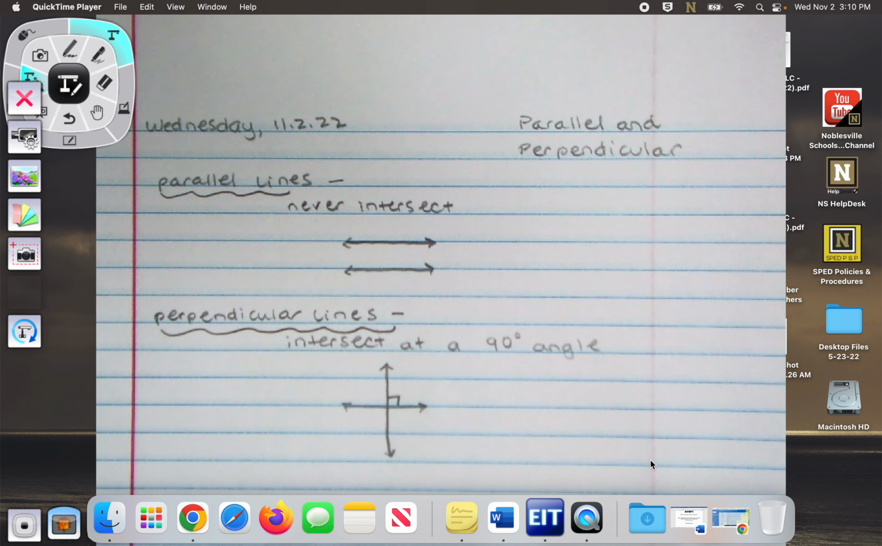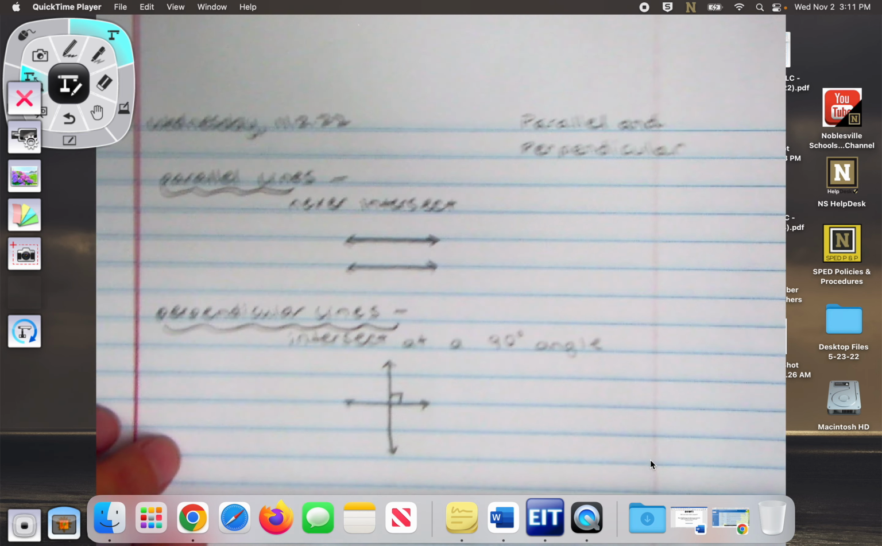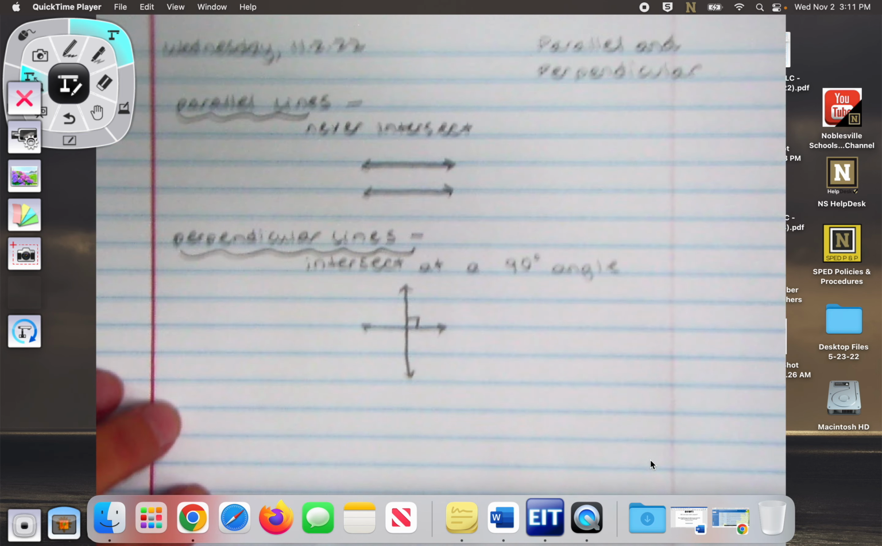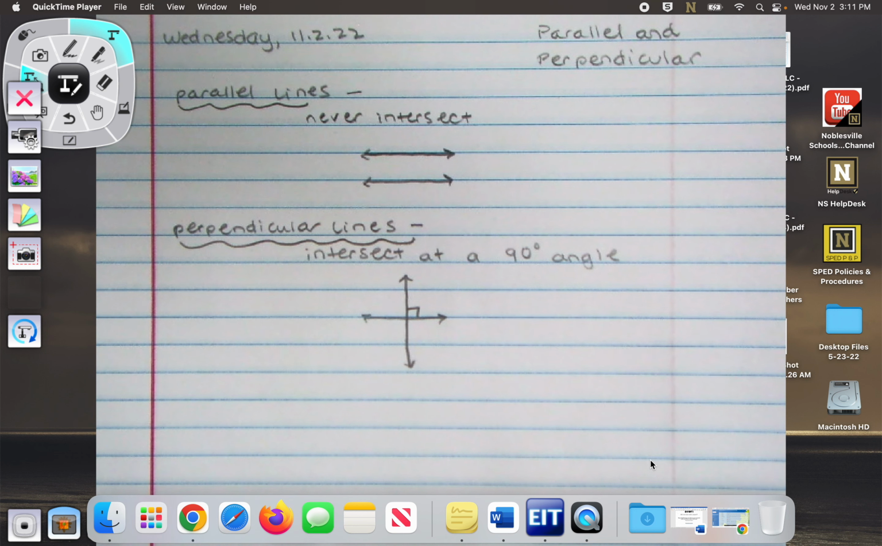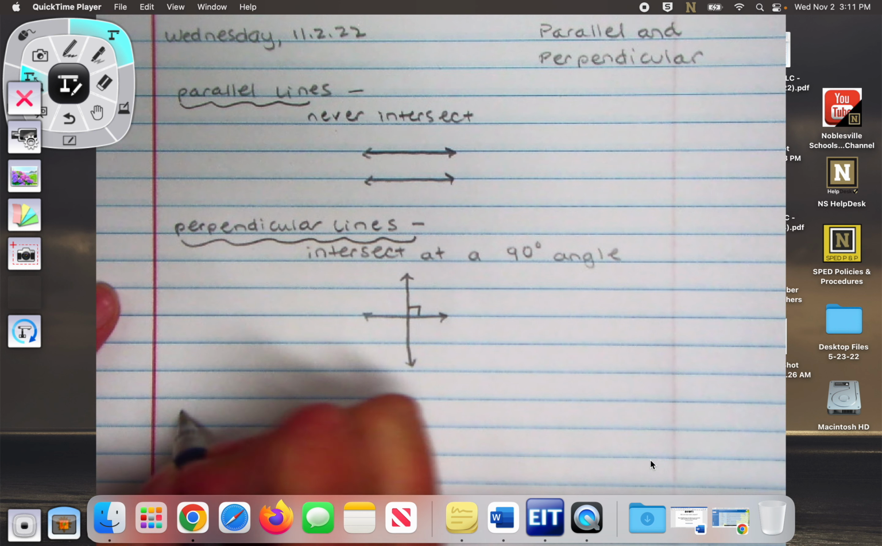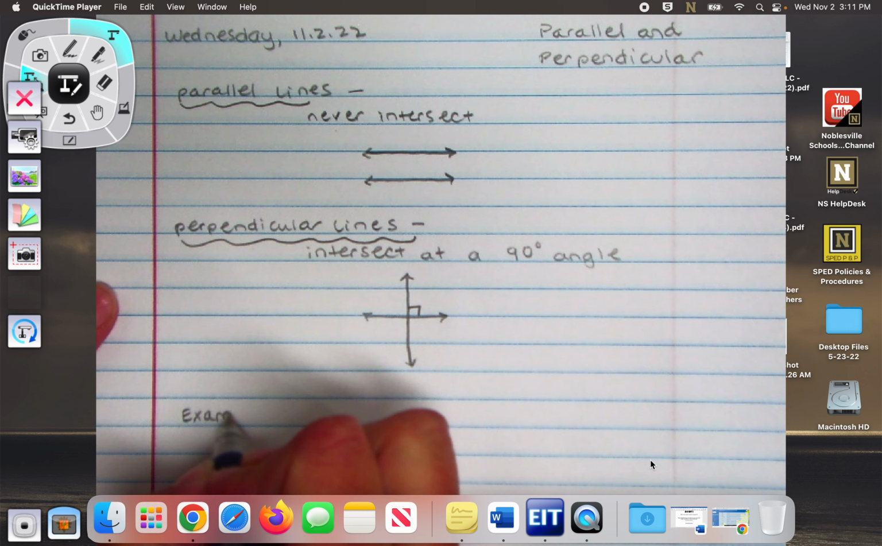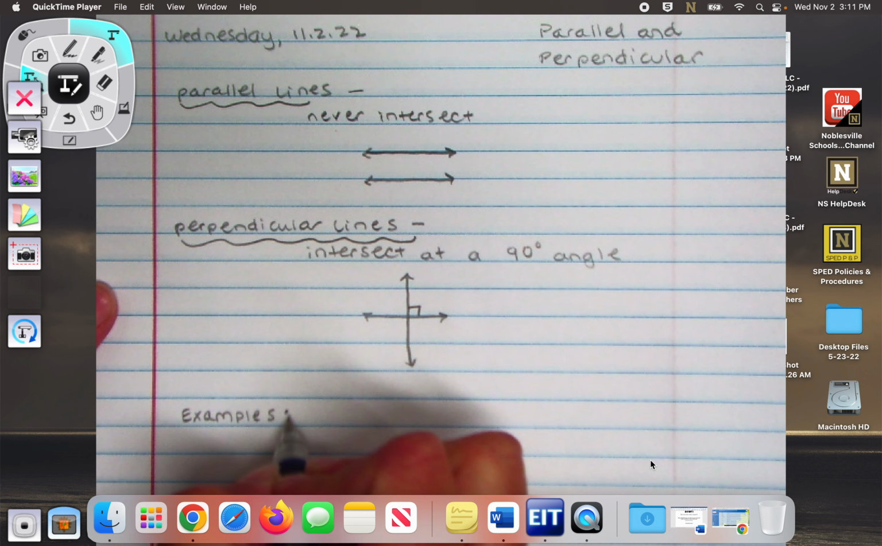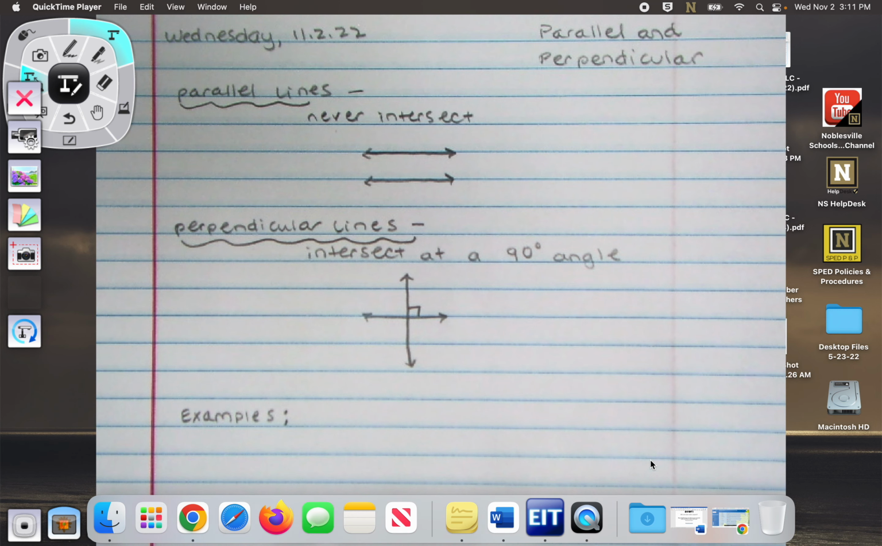Connection between what the equation looks like for parallel lines and what an equation looks like for perpendicular lines. So that's what we're going to be focusing on today. We're going to do a couple of examples to prove how this works.